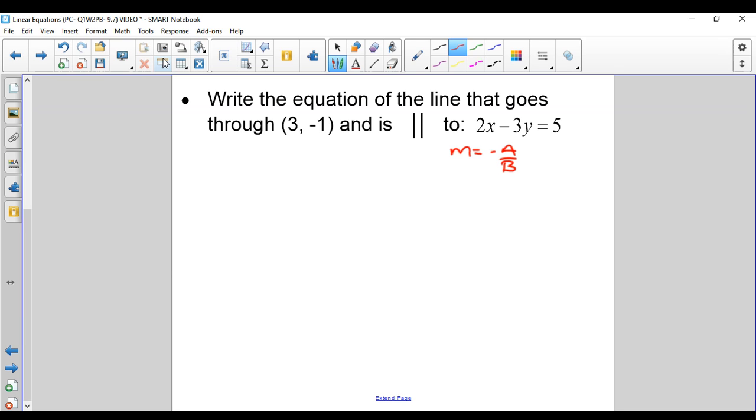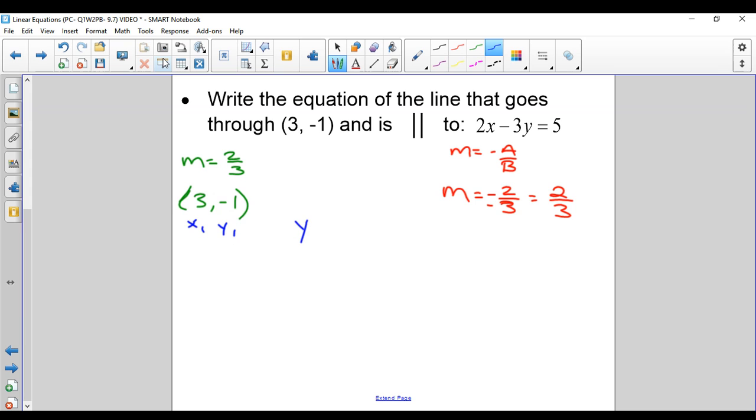My slope happens to be -2 over -3, which simplifies down to 2/3. So the slope I'm going to use is 2/3. The point I'm going to use is (3, -1). And I go ahead and plug it in from here and finish finding the equation.